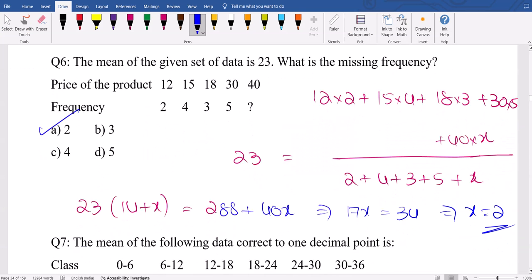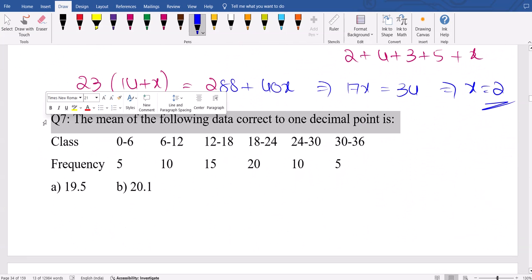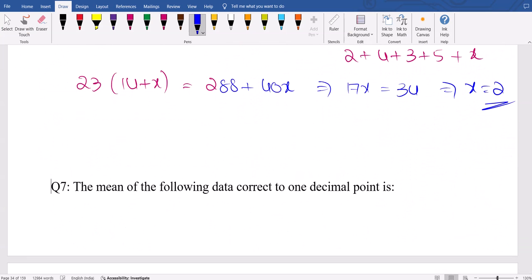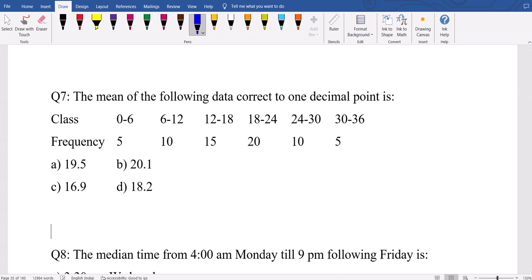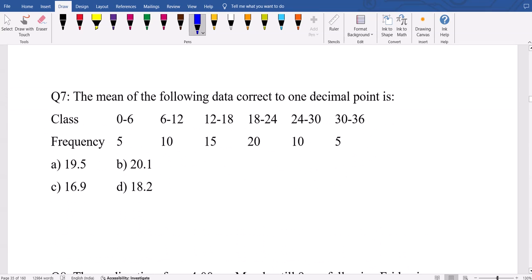Right. Now see the next one. So mean you need to calculate. Okay, but here midpoint is required. This is a group data question. We want midpoint. How to calculate midpoint? Lower interval plus higher interval divided by 2. Here 6 plus 12, 18 divided by 2, 9. Here it is 30 divided by 2, 15. Then plus 6, plus 6, plus 6.